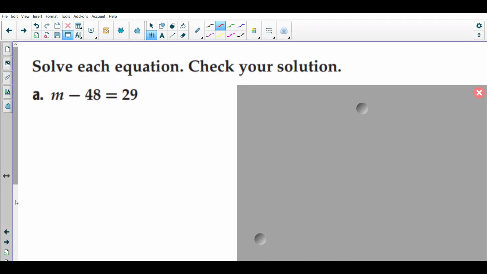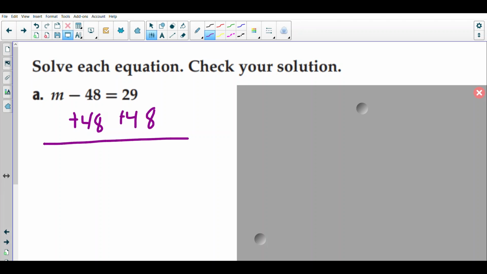So we have m minus 48. What we want to do is think of inverse operations. Addition and subtraction are inverse operations. If I have a number m and I'm subtracting 48 and I get 29, I have to think, how do I undo subtraction? Addition is the opposite of subtraction. So to undo the subtraction of 48, I'm going to add 48. And what I do to one side, the golden rule of algebra says I have to do to the other side.